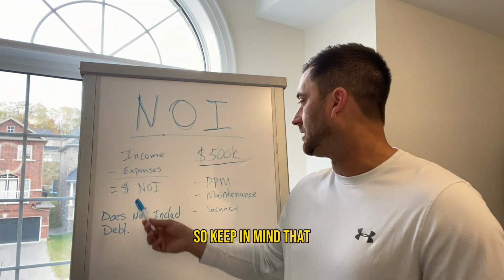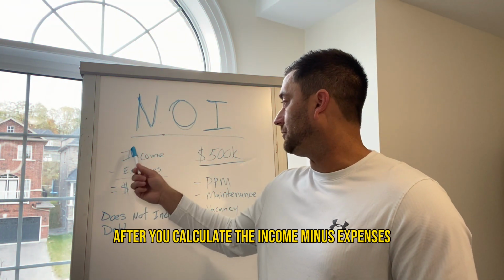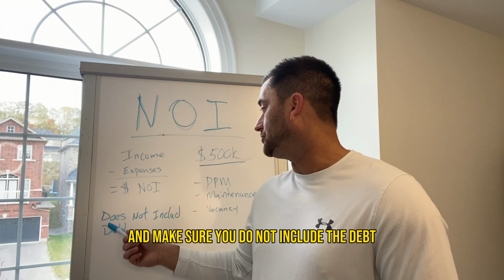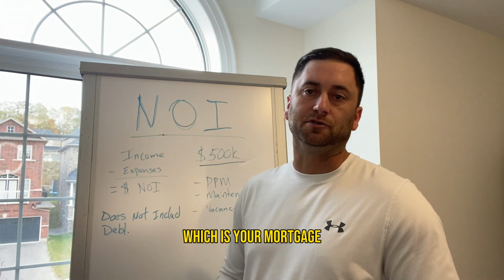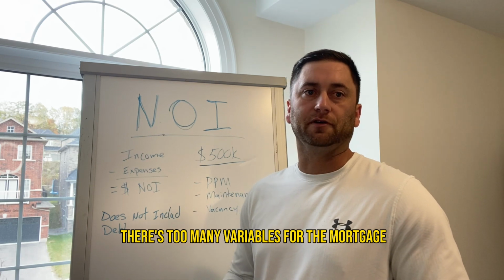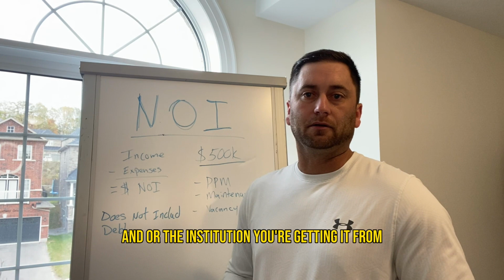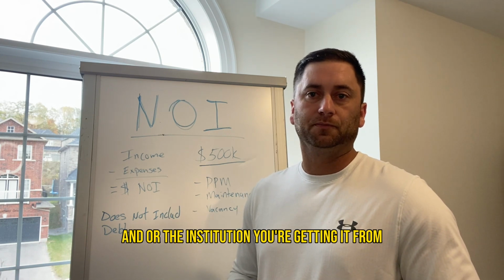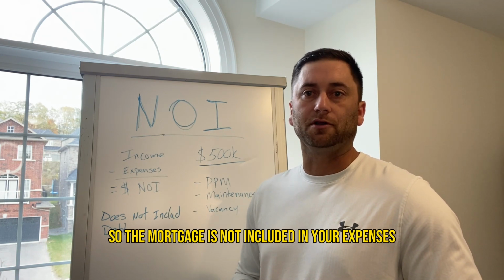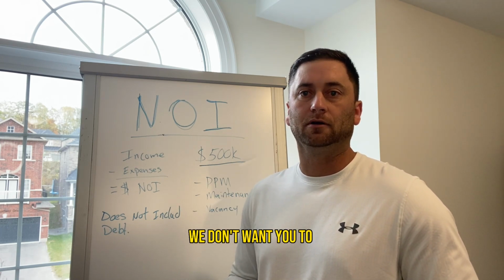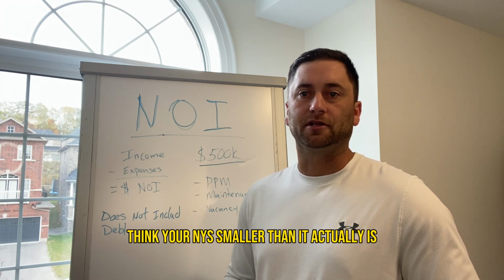So keep in mind that after you calculate the income minus expenses, you've got to make sure you do not include the debt, which is your mortgage. There's too many variables for the mortgage, depending on the person getting the debt or the institution you're getting it from. So the mortgage is not included in your expenses. Just keep that in mind. We don't want you to think your NOI is smaller than it actually is.